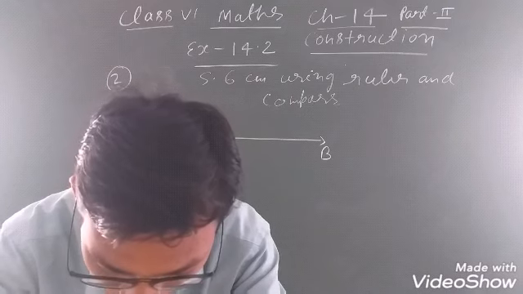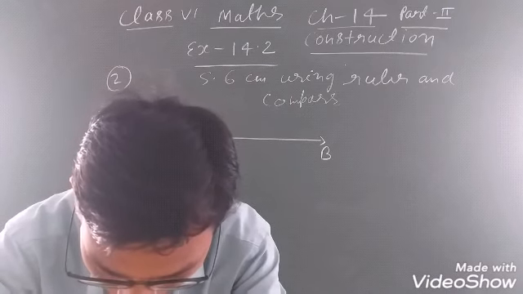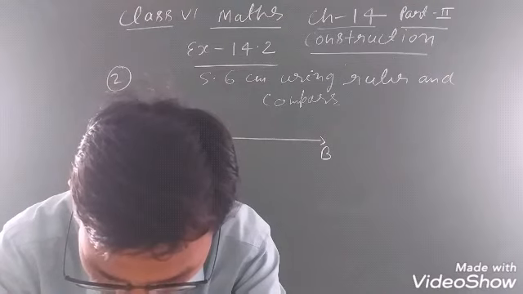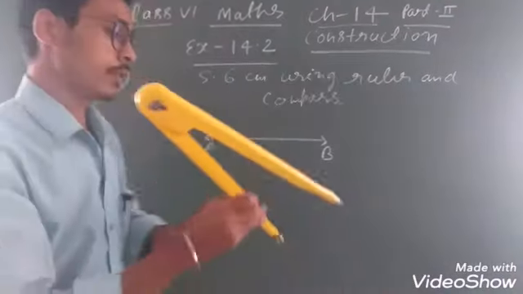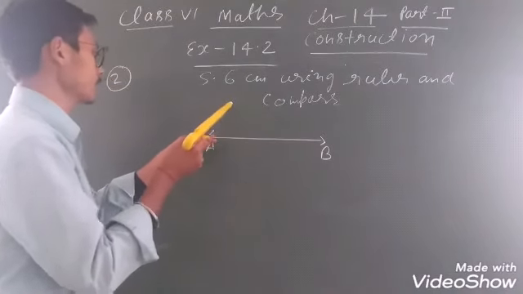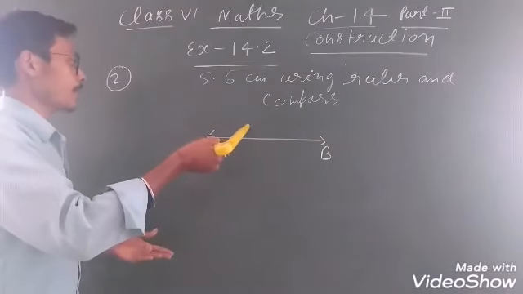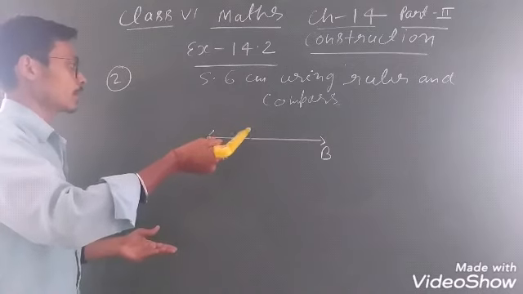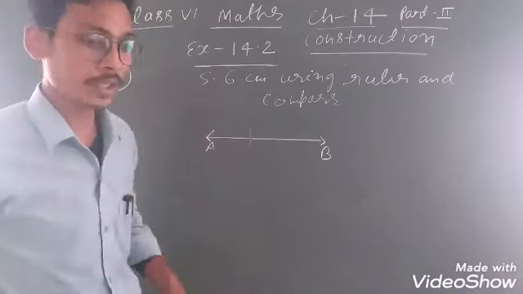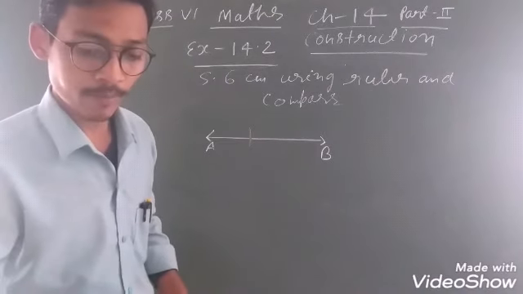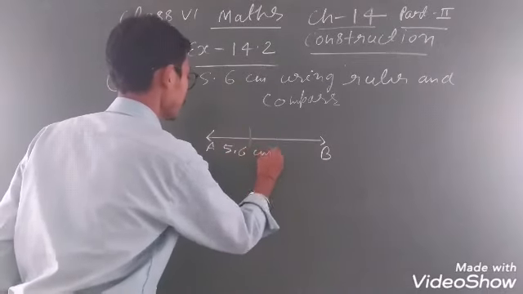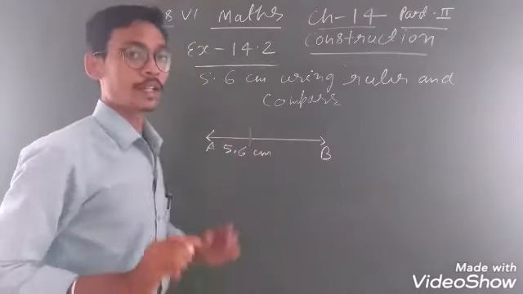So 5.6, you will see, students. It's about like that, 5.6. So here this is your point. Okay? Now you have to stretch 5.6. So this is your 5.6. Clear, students? So this is our 5.6. Here you will write down 5.6 cm. Okay, students? So what is the conclusion?